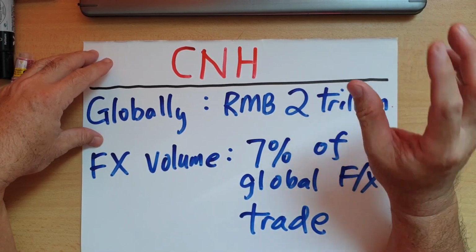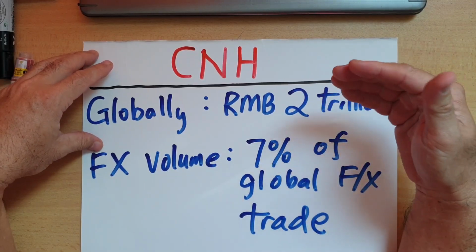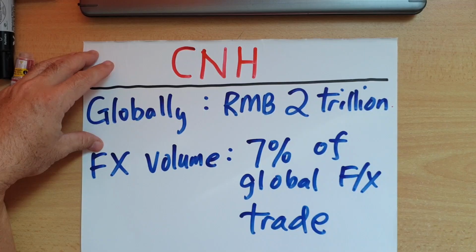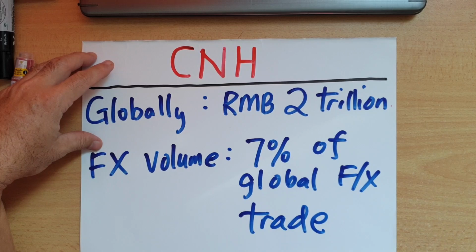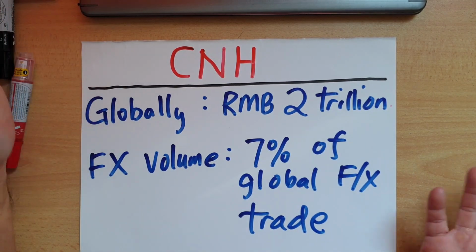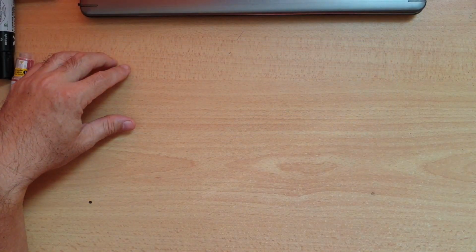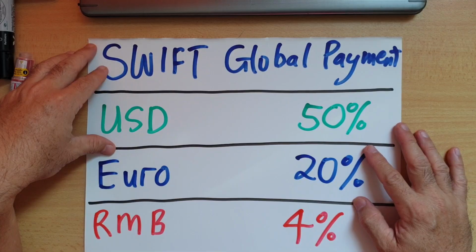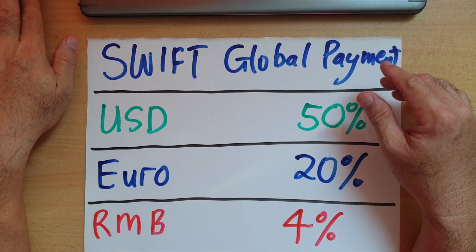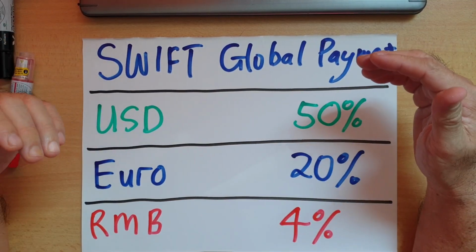Now globally, there are about 2 trillion renminbi floating outside of China right now, floating. And in terms of FX trade, it constitutes about 7% of the global FX trade right now. That's for the renminbi. So you can roughly know that there are about 2 trillion renminbi now floating outside of China. Maybe your next question would be, hey, if that's the case, is renminbi now a major currency that dominate the global payment system? The answer is no, not yet, but the demand and the pace are increasing.